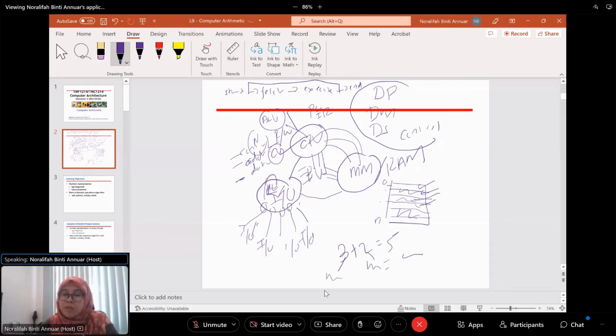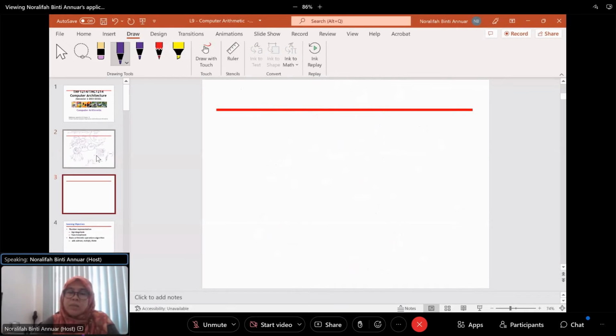What about if there's a sign magnitude? Okay, this is what we learned last week, where there is a sign, negative. How does it know this is negative? In sign magnitude, 0 is positive, 1 is negative, right? So how does it do math if there is a negative sign? This is what we have learned last week.